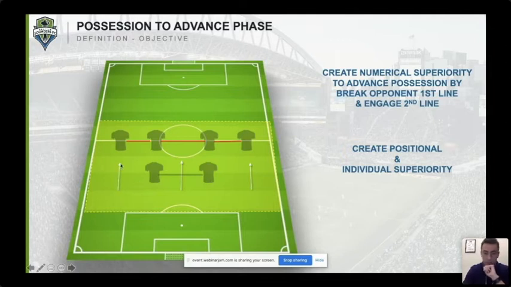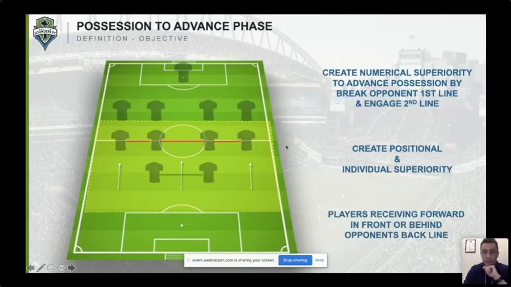So obviously you could go around the line, we could go through the line, you can go over the line, of course, but we're looking to basically break this first line of pressure, and then can we engage the second line, this midfield line. By engaging that second line, we're looking to create positional and individual superiority that we talked about. And by doing that, we're looking to get players either behind, facing forward, behind the opponent's back line where they're into goal. If we can't do that, can we get them in positions where they're facing forward and they're between the back line and the midfield line, into positions where we think they can be really creative and unbalance the opposition. So that's the objectives and the definition of what this phase of possession to advance is.